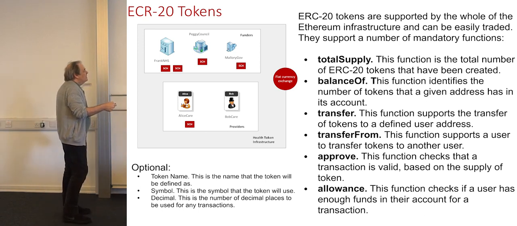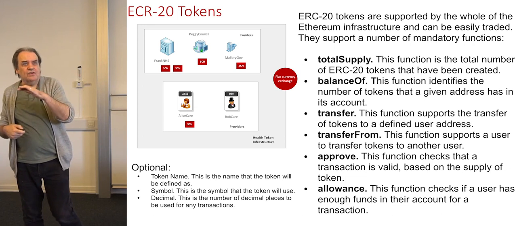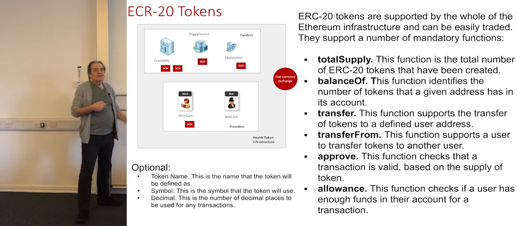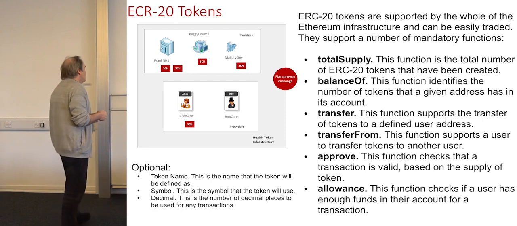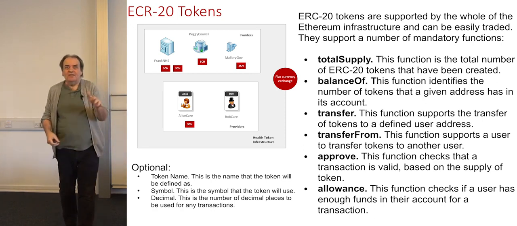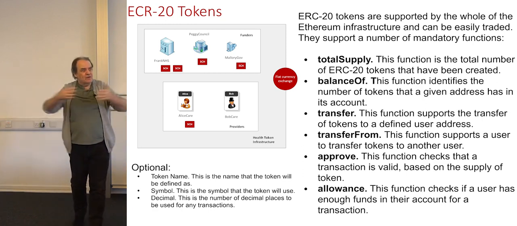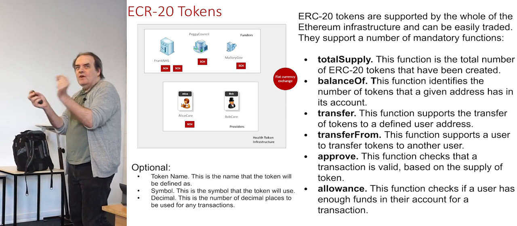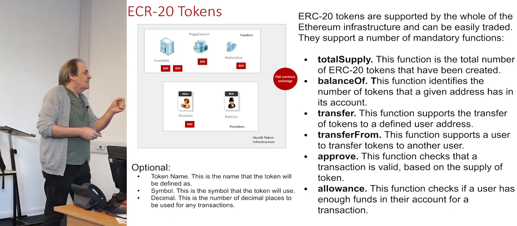The transfer from, and then there's an approval, and then an allowance. So these are the standard parts of an Ethereum smart contract that you have to define. Then you have an optional thing. You're going to call your token a certain name so that people can actually find it. You're going to give it a symbol, like Bitcoin's got a symbol in there, and then you might have a number of decimal places that you've got for defining your cryptocurrency. That will be the smallest amount of your currency that you have.